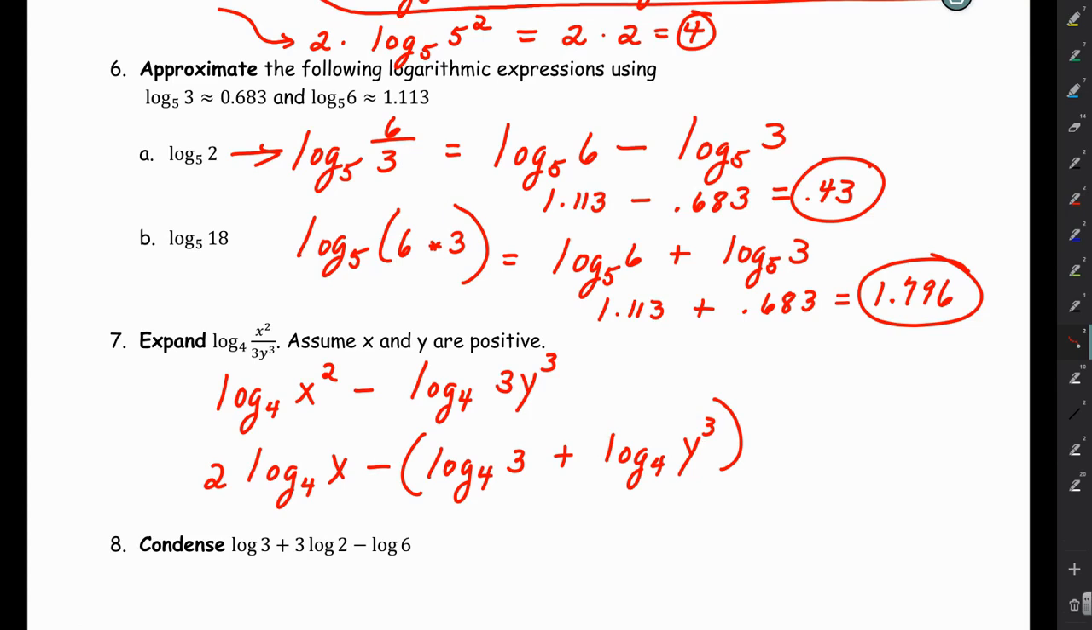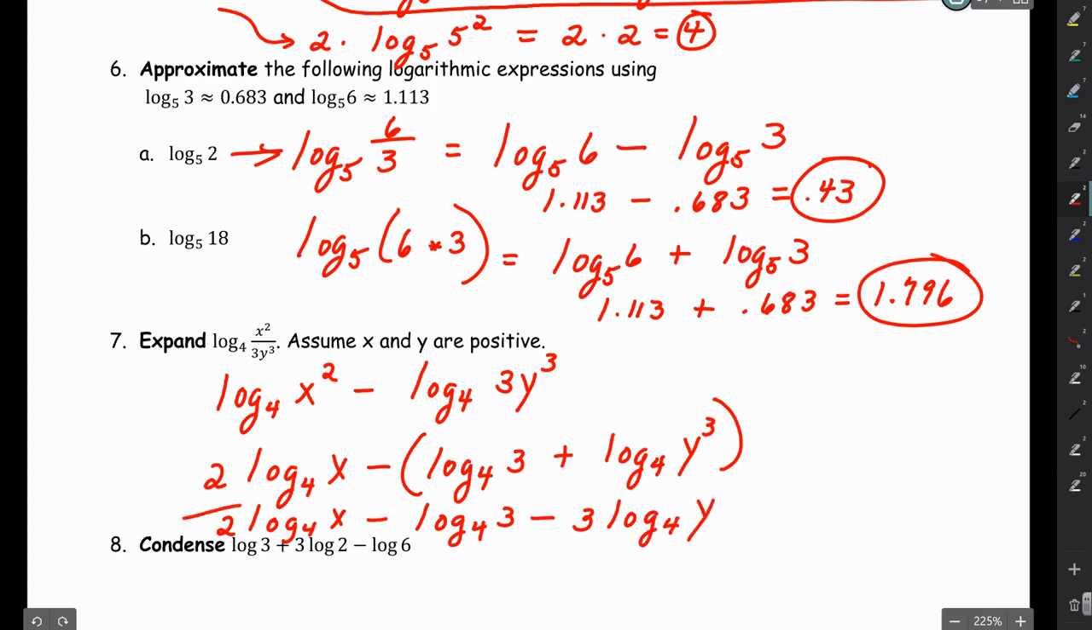We can make this sentence even longer. And I think I'll distribute that negative as well. So we're going to end up with 2 log 4x minus log 4 3. Then we have a negative times a positive, so we're going to have a negative. We're going to take that 3 and we're going to put it out front. So it's going to be 3 log 4y. So that's as long as I can make that log sentence. It's fully expanded.